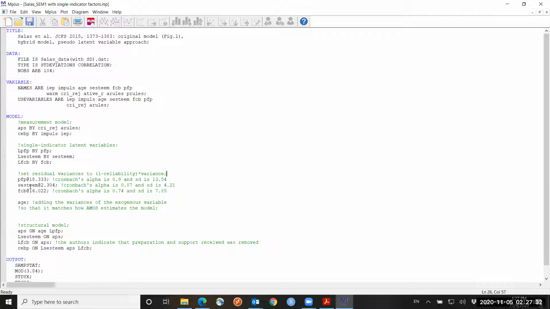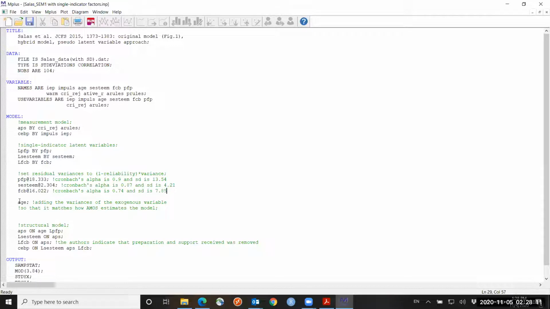So in the paper for PFP, the authors report a Cronbach's alpha of 0.9 and a standard deviation of 13.54. So if you take 13.54, square it to get the variance, and then multiply by 1 minus 0.9, so times 0.1, you get this number here, 18.333. And that's how you get the value you need to set the residual variance to. So we did that for self-esteem and FCB as well.